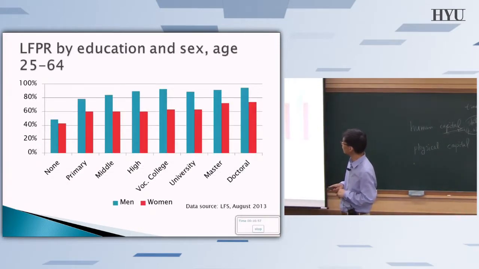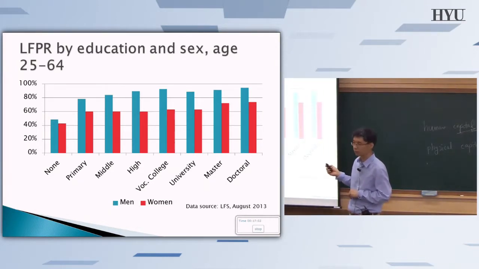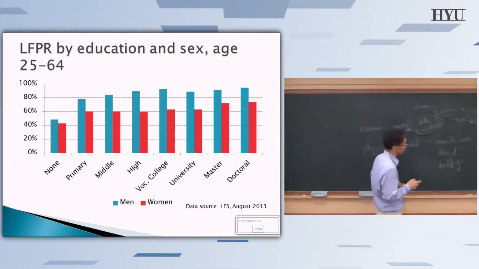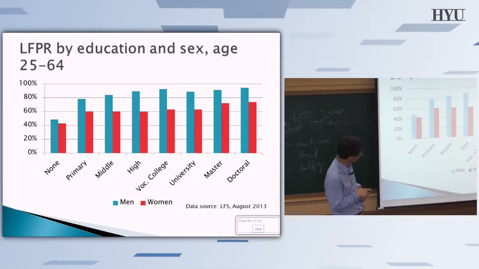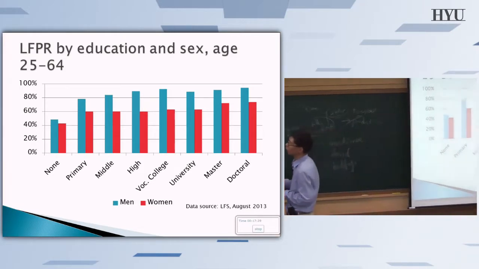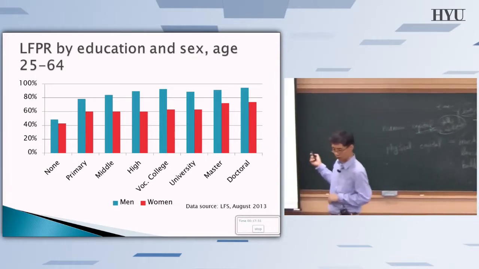Now let's see how education is associated with labor force statistics. First thing is LFPR by education and sex. What you see is that the blue ones are men and the red ones are women. And you can see that usually more education is associated with higher labor force participation. So people who are more educated are likely to work more.